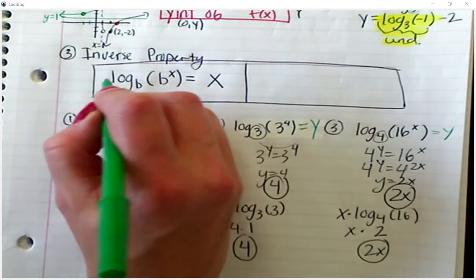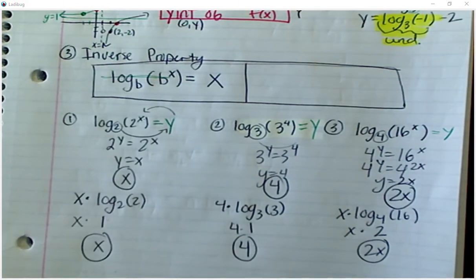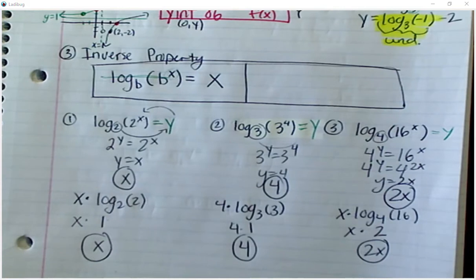Now I'm going to go like this. They just cancel each other out. But I actually want you to understand why they cancel each other out. It's equal to x. It's not equal to 1 to the x. It's just x. Because that exponent comes in front. It's an inverse property because you're mixing the log and the exponential.